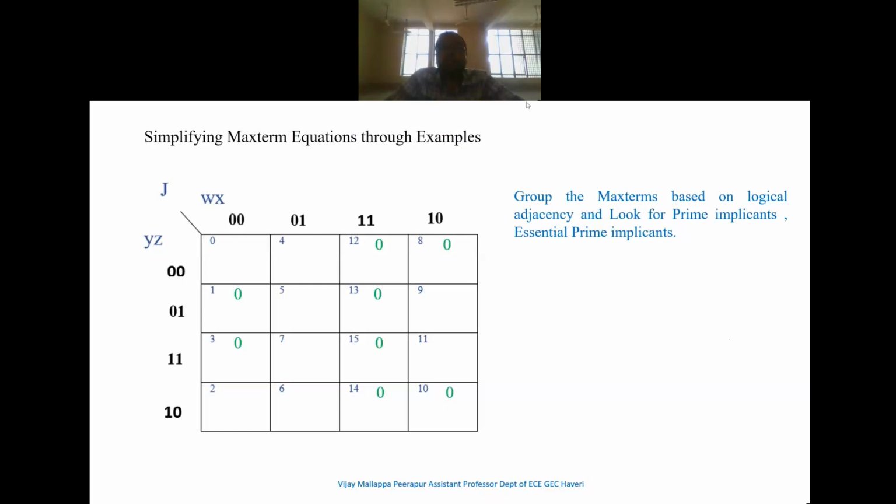Now everyone put the simplified POS terms in the chat room. Okay, Stuti has given the answer: W bar or X bar, W bar or Z. Okay, it's good. Anyone has answers?